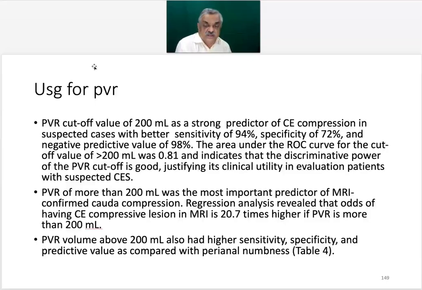equina compression. Regression analysis revealed that the odds of having cauda equina compressive lesions on MRI is 20 times higher if post-void residue is more than 200. Post-void residue above 200 also had higher sensitivity, specificity and predictive value as compared to only perianal numbness. So what we try to do here is highlight this point that we must do post-void residue in all patients above the age of 65.